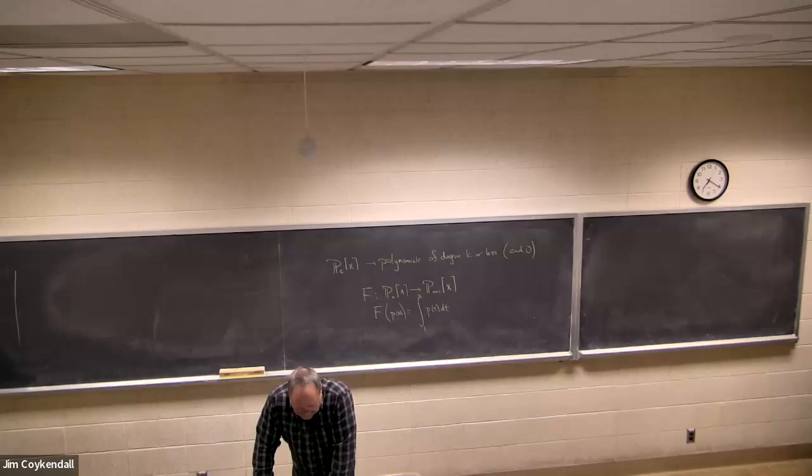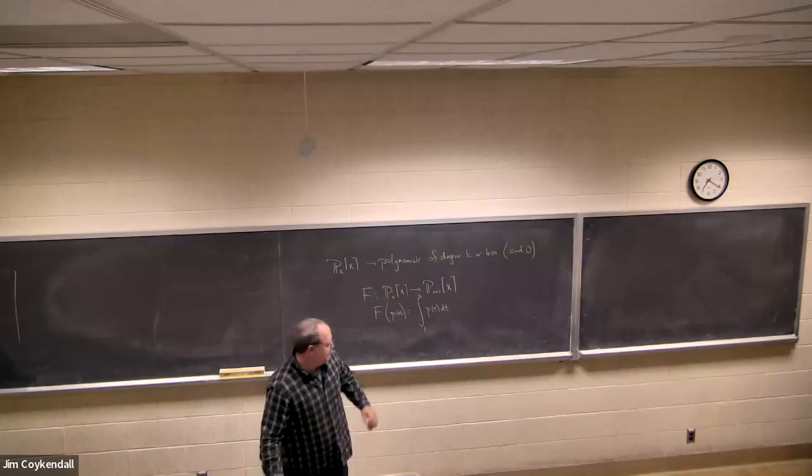So this is like the one we did in class today, except now I'm integrating from 1 to x instead of from 0 to x. And that might make a subtle difference. Show F is a linear transformation.